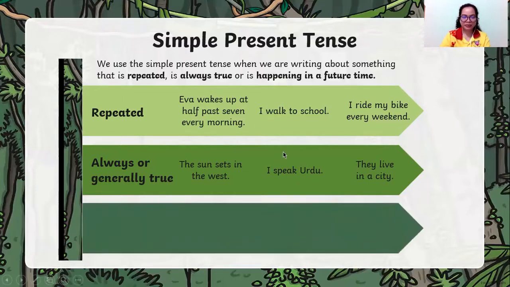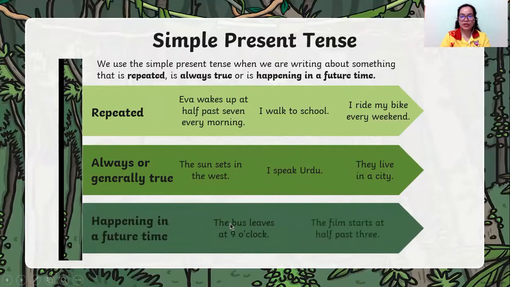Next, happening in a future time. The bus leaves at 9 o'clock. The film starts at 3:30. So happening in a future time, it is truth, and it happens. Not now, but later. So in writing something using simple present tense, we always follow the rules. Let us know about that one.